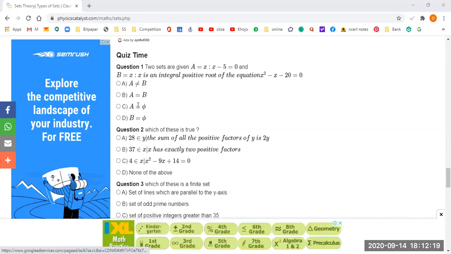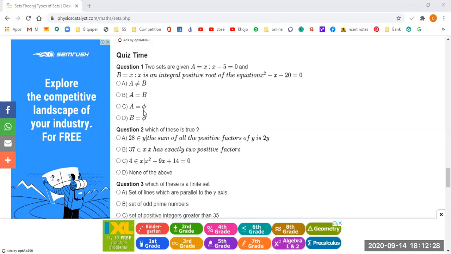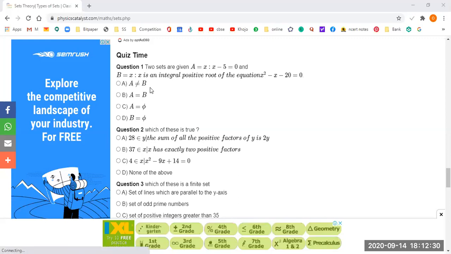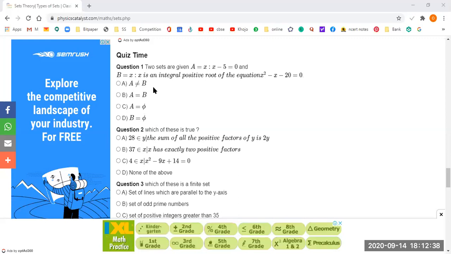So then he says A is equal to B, these sets are equal, or A is equal to 5, or a null set, empty set, or what? A is not equal to B. Just one question will do. Why? Because the second question doesn't require the knowledge of sets.